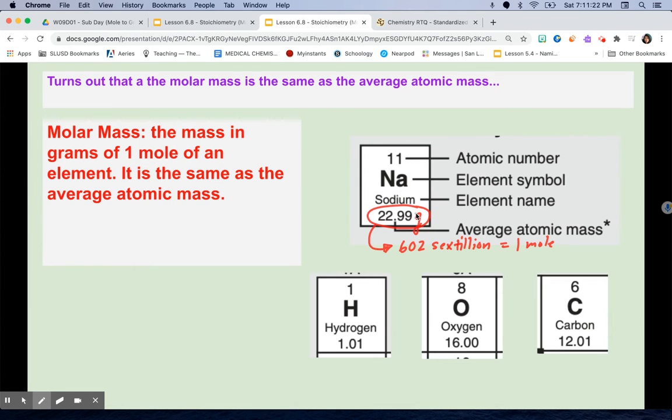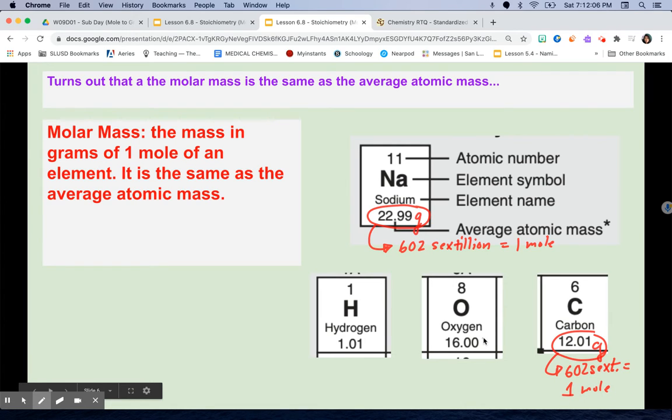Normally, this number is our average atomic mass, or the mass of one atom, averaged together based off of all of the isotopes, meaning I have the same element with a slightly different number of neutrons. So he weighs out about this much, and it turns out there are 602 sextillion, or 1 mole, sodium atoms. And then he took carbon. So when he weighed out 12.01 grams of carbon, it turns out that there were also 602 sextillion atoms of carbon, or 1 mole.